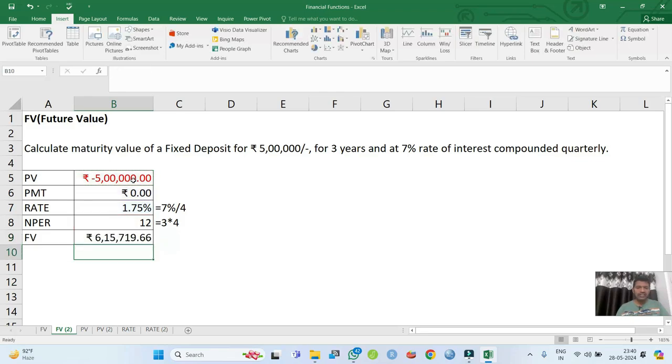Just enter the value, and you will get the maturity of 5 lakhs in 3 years at the rate of 7% interest: 6 lakh 15,719.66. The same way you can see the formula. This is a very basic formula to understand how to calculate our future value. Investments, stocks, everything you can calculate, and you can see the prediction of the present value. So this is how we calculate the future value.